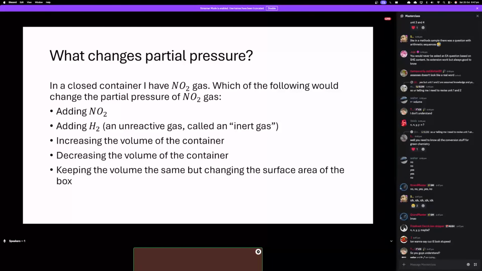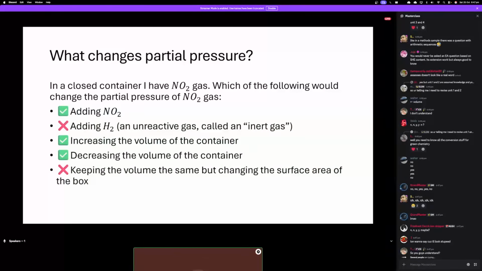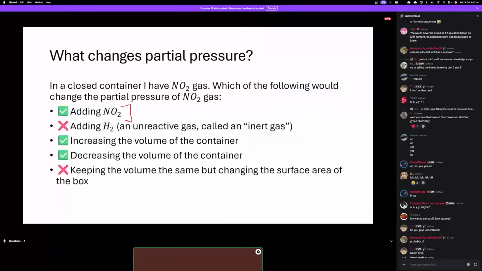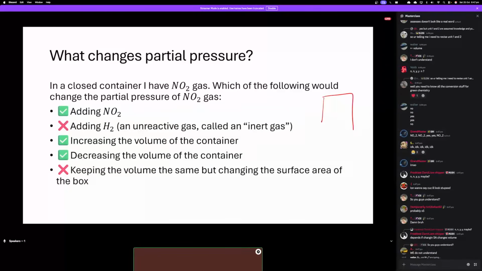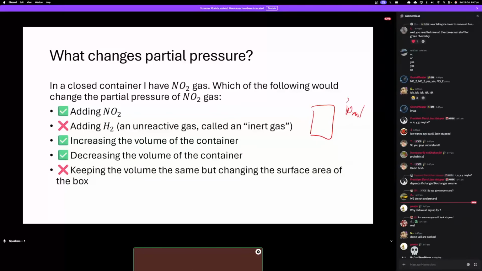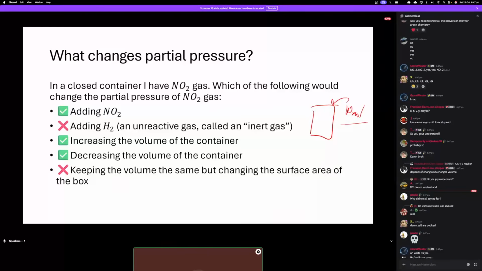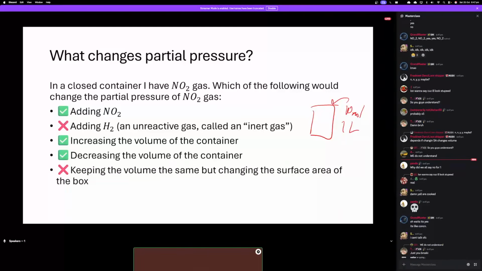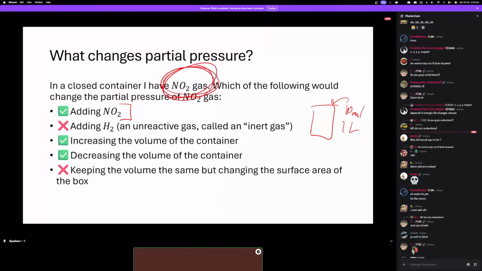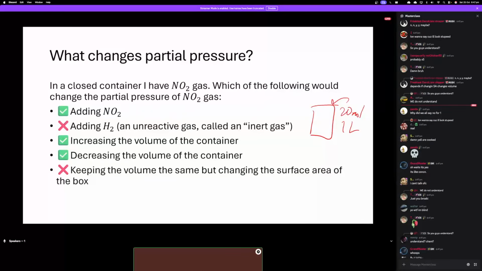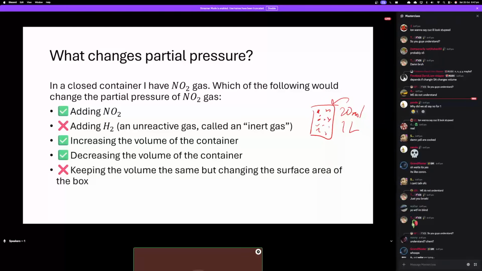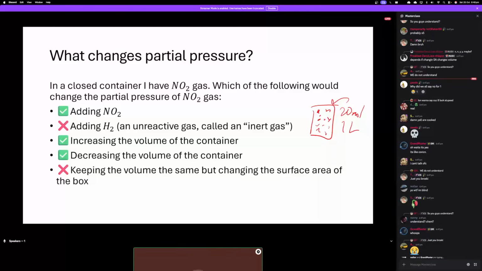Interesting questions. So, first one, adding NO2. This one will change the partial pressure because let's say I have some closed container. If I had 10 moles in like 1 liter of volume, and I add more NO2, then that is directly changing this. If I'm just adding NO2, then this number goes up to like 20 maybe. So now the pressure is a lot more. I have more of these molecules in the space, so the pressure's higher.